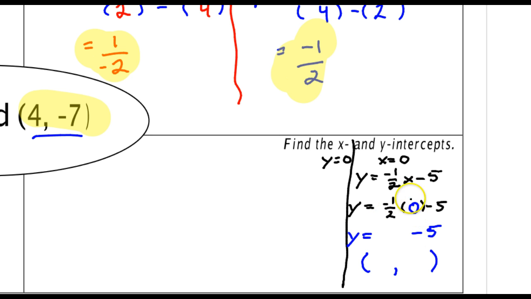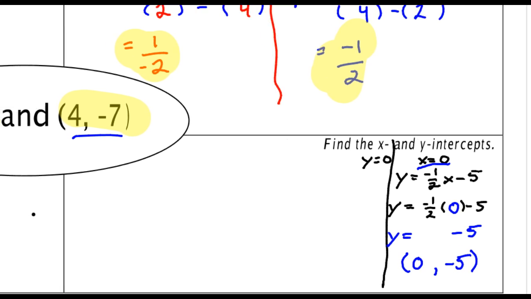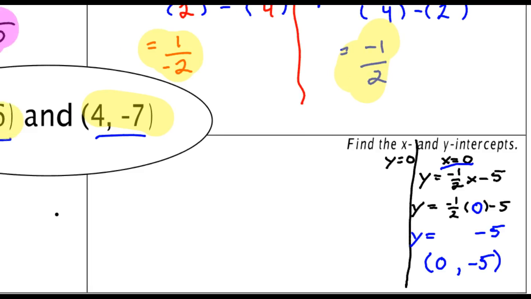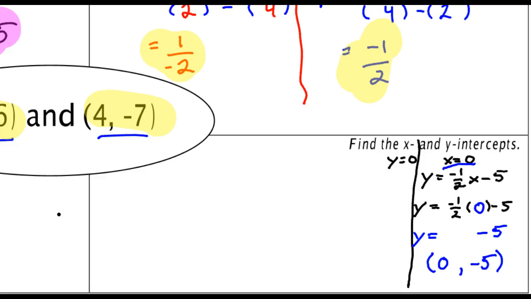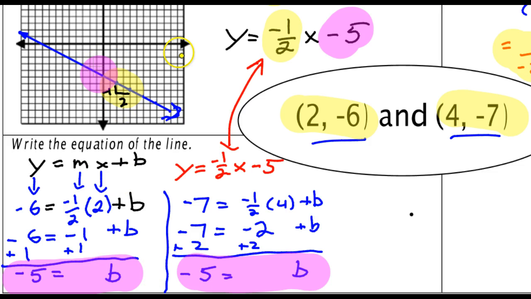So we have x is 0, y is negative 5. But of course, we already knew that's what it was going to be, because that's what we got here, here, here, and here. So when we say, what is the y-intercept? We use b. Oh, it's negative 5. But we could also say, well, what's the coordinate of the y-intercept? Well, this is the coordinate 0, comma, negative 5. So it's two ways of saying the identical thing.